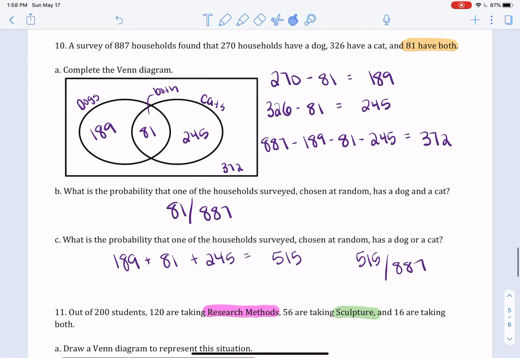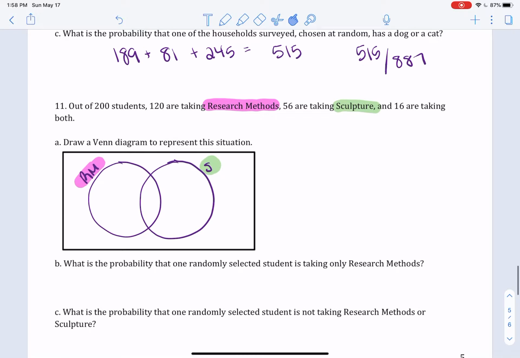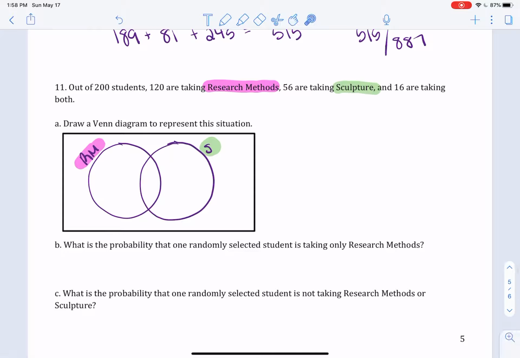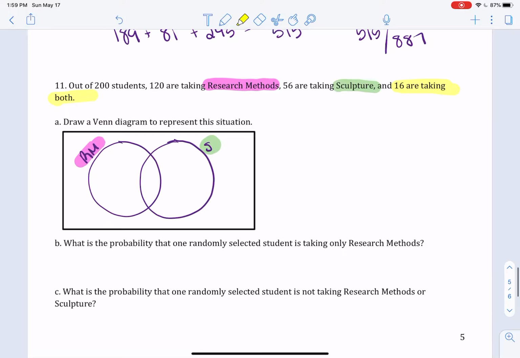All right. So let's look at this one here. It actually wants us to draw a Venn diagram to represent this situation. So it says out of 200 students, 120 are taking research methods, 56 are taking sculpture, and 16 are taking both. All right. So I already drew my circles here. So I just drew them as best as I could. I'm not much of an artist. And I labeled one side to be research methods and the other side to be sculpture.